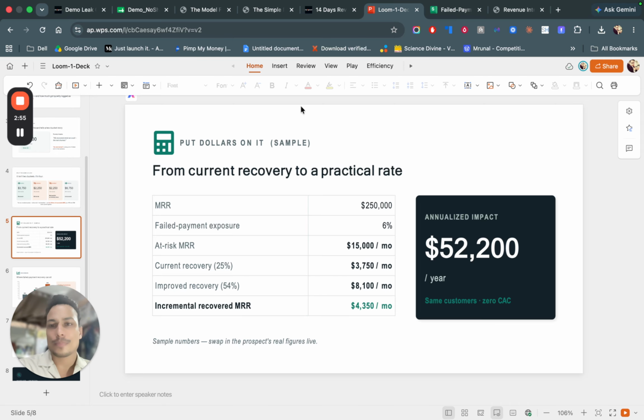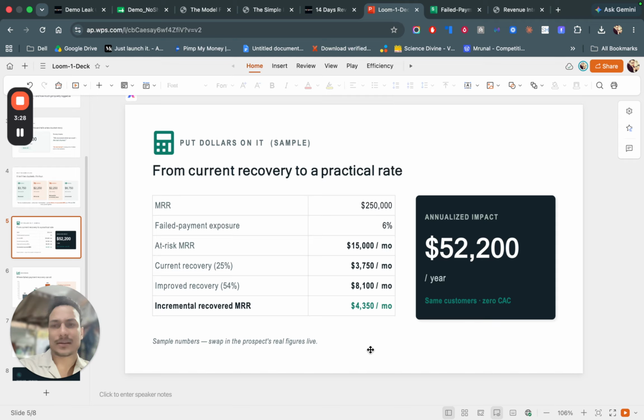So let me put a number on that. These are sample numbers, right? Swap in your own. Say MRR is 25 to 50k. Failed payment exposure runs about 60% of MRR. That's $15,000 per month at risk. If your current setup only recovers 25% of that, you are getting $3,750 back, leaving about $11,000 as a gap.